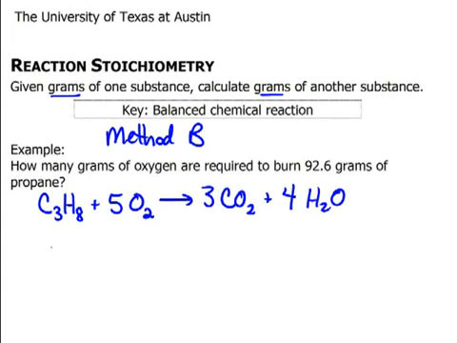Alright, looking at method B. For method B, as with the other methods, we're going to write what we're given: 92.6 grams of the propane and X grams of the O2.